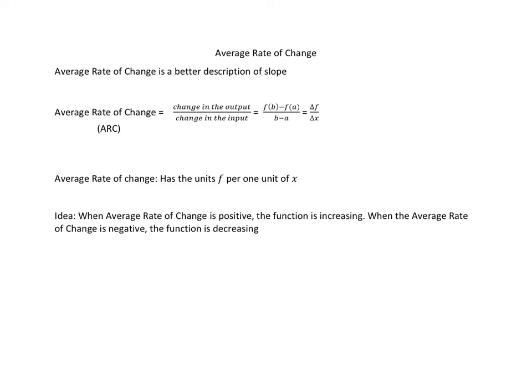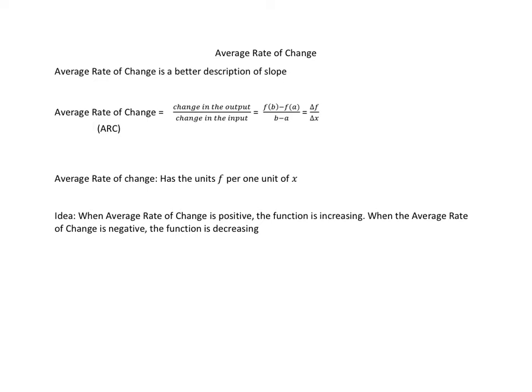So in this video, we're going to discuss average rate of change. An average rate of change is really just a better term for slope because it tells us more about what's happening in the context of a word problem. So the average rate of change is calculated by doing the change in the outputs over the change in the inputs. So f of b minus f of a over b minus a.